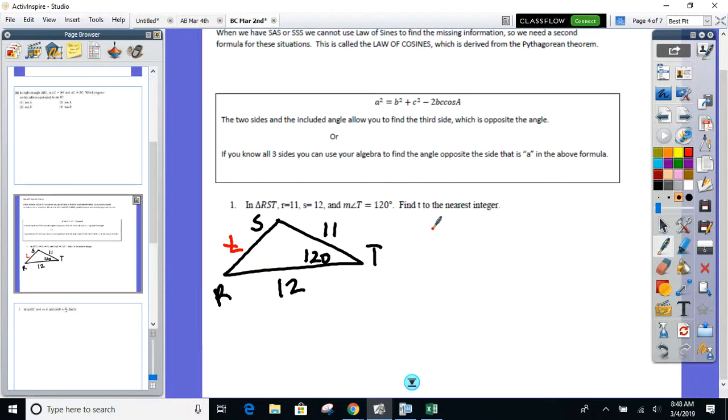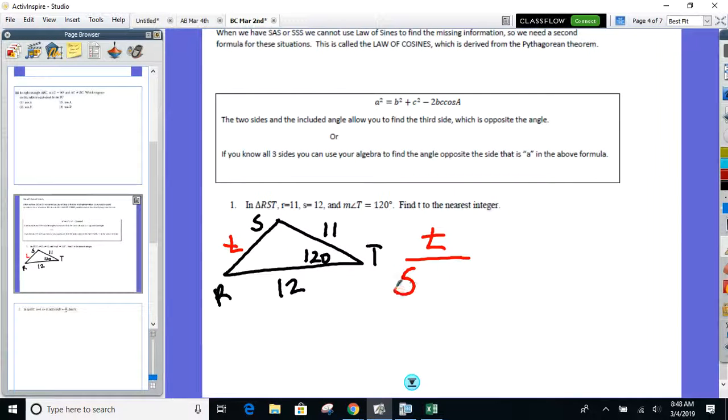Ready? Don't write down a thing. t over the sine of 20, I'm good so far, right? 12 over, what are you going to put? You can't. You're not going to introduce a new variable. And even if I change it to 11, I'm in the same spot. So does everyone see law of sines doesn't have enough information? We're all good. Law of sines, no good.